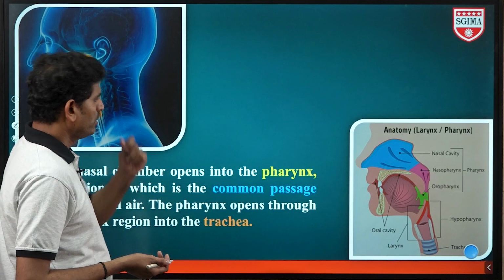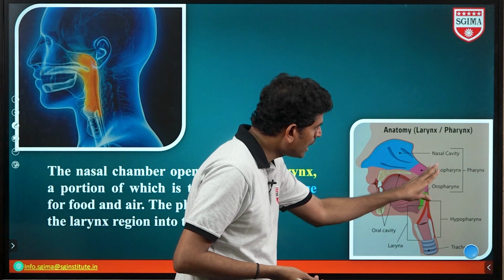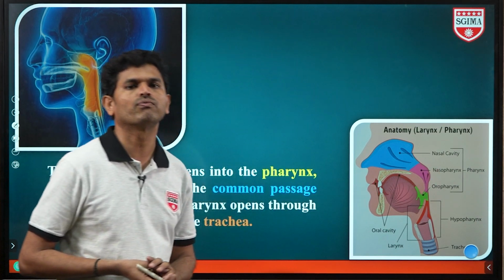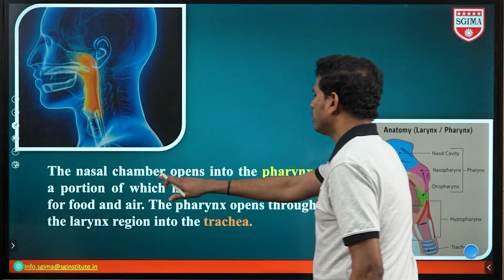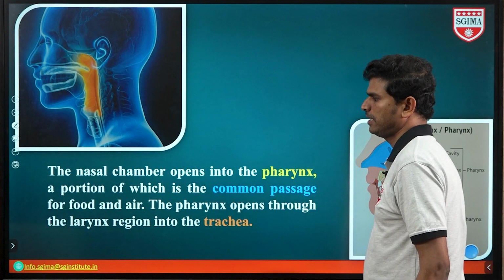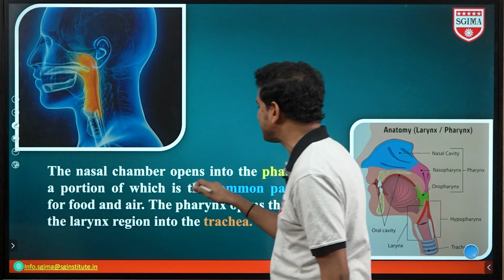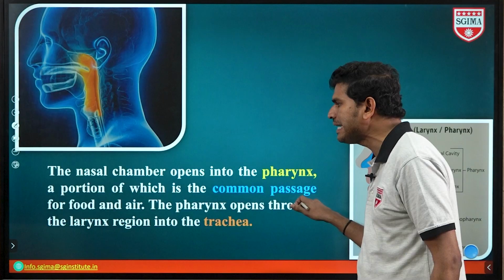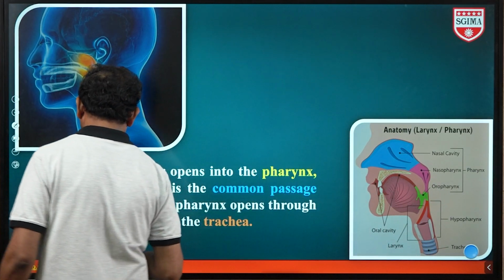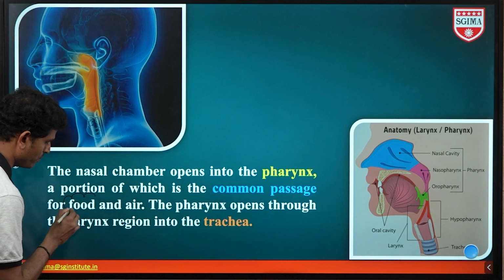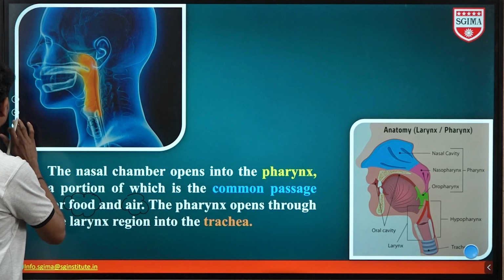Now this nasal cavity, the nasal chamber, communicates with another chamber called the pharynx. Let us see that pharynx here. The nasal chamber opens into the pharynx. What is the pharynx here? A portion of which is the common passage for food and air.